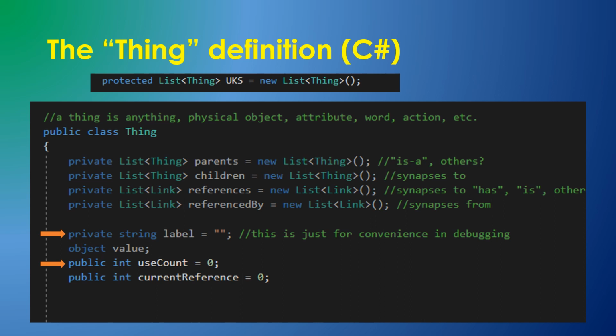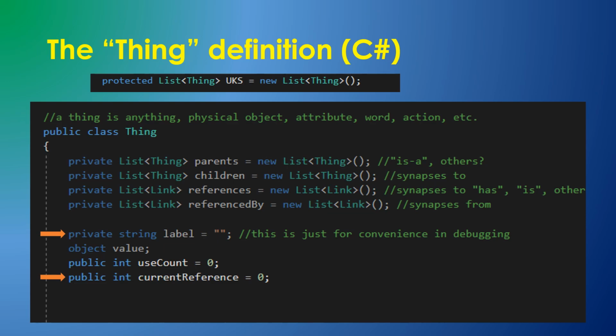Next, each thing has a use count, which keeps track of how often a thing has been accessed. And finally, the current reference variable keeps track of ordered references. To speak a phrase, the words need to be output sequentially over many cycles, and this variable was necessary to implement this ability.